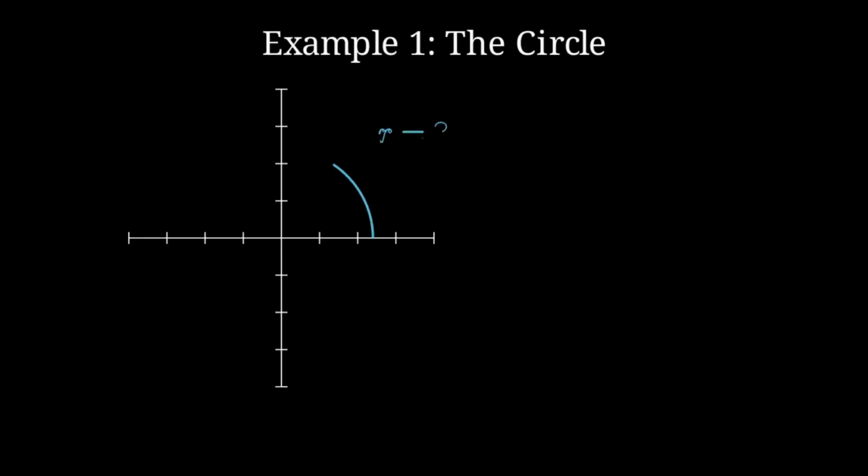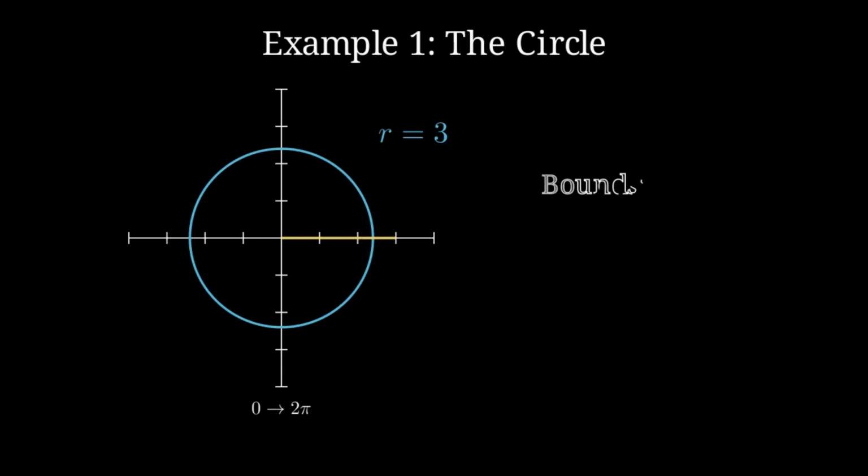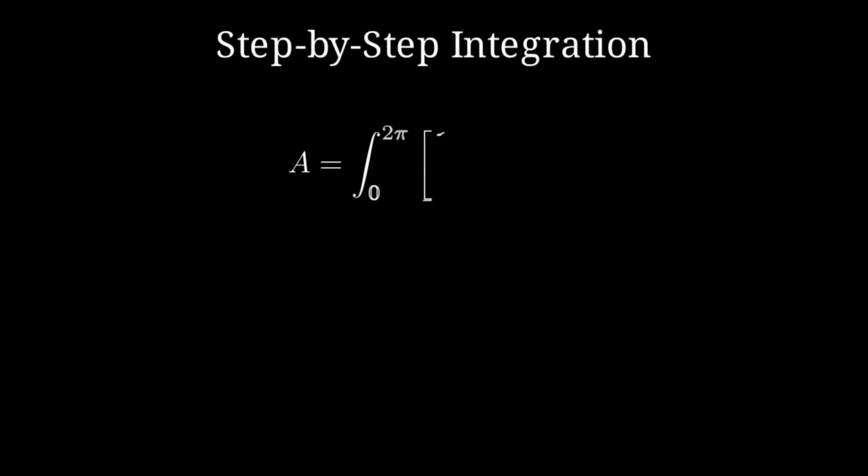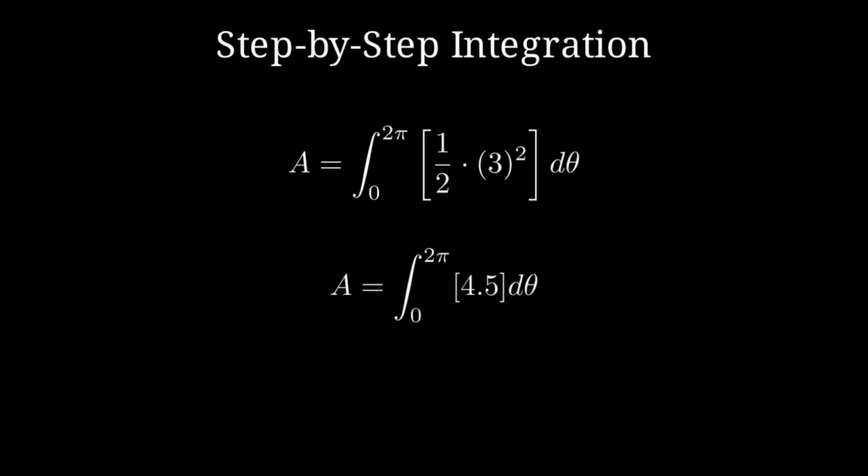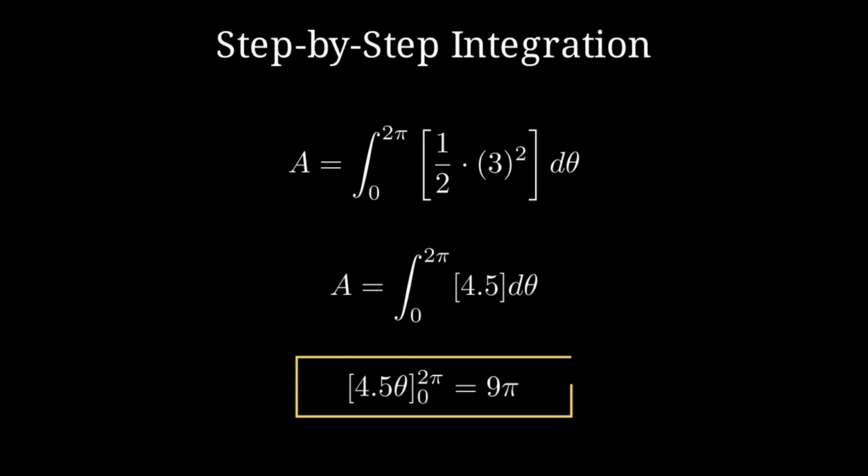Let's verify our formula with a simple circle of radius 3. In polar form, the equation is just r equals 3. We expect the area to be 9 pi. Let's set up the integral to see if it matches. We substitute r equals 3 into our formula. Squaring 3 gives 9, and half of that is 4.5. Integrating 4.5 with respect to theta over the full circle gives us exactly 9 pi, confirming our method works.